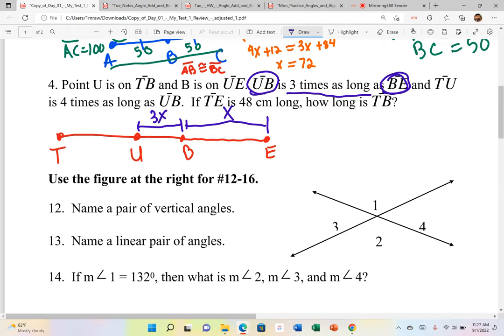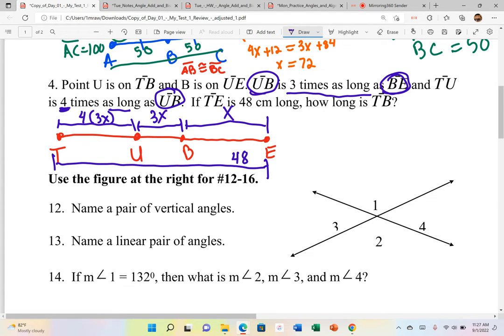And TU is 4 times as long as UB. So that's going to be, and just bear with me, you guys might say 12X, and that's okay, but I'm going to do 4 times 3X just as a representation, right? Because UB is 3X, okay? TU is 4 times that, 4 times 3X. Or in other words, obviously 12X, right? Okay, so last but not least, it says TE, the whole entire segment, is equal to 48.